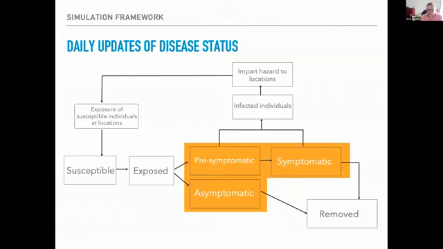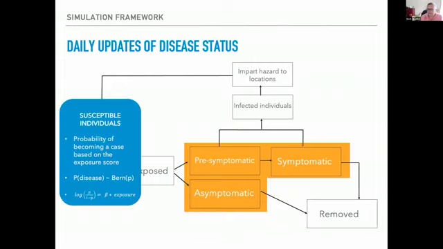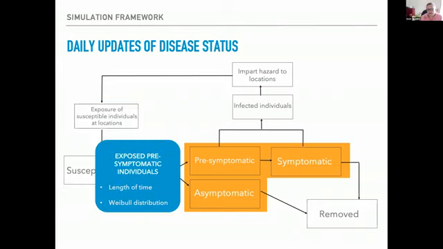This feeds into an SEIR model where we have a susceptible population. Each person within that population has a probability of becoming a case based on their exposure, which comes from the hazards. And then they are determined to be pre-symptomatic or asymptomatic. Our assumption is that if you're symptomatic, then you will change your behaviour. You will not be going to the supermarket, going to school, and potentially infecting other people. That's different, obviously, for asymptomatic people.